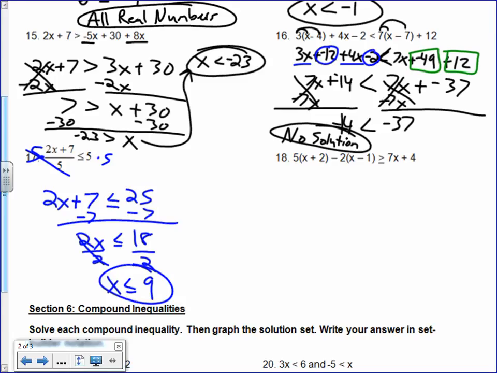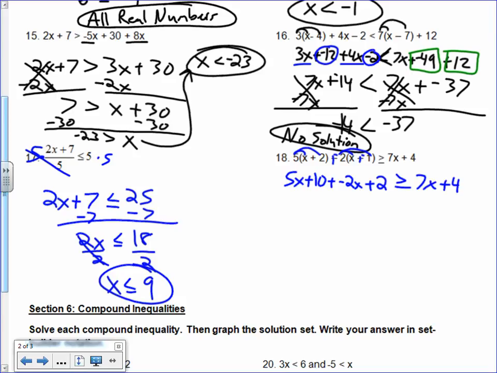And finally, number 18. Looks like there's some distributing on both sides. So change this to plus and negative. Plus and negative. So we're going to distribute the negative 2 to both of those. So we have 5x plus 10 plus, this is going to be negative 2x plus negative 2 times negative 1 is actually going to be positive 2, greater than or equal to 7x plus 4.